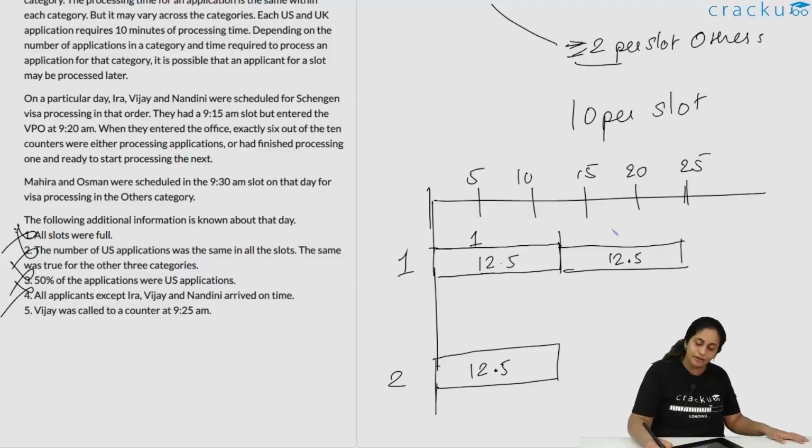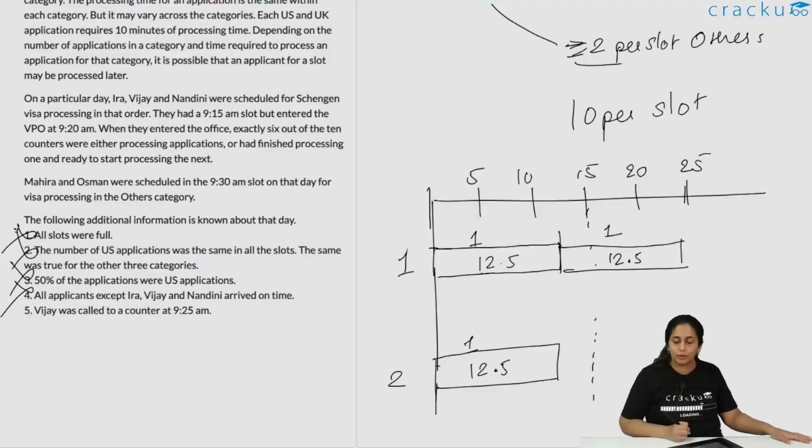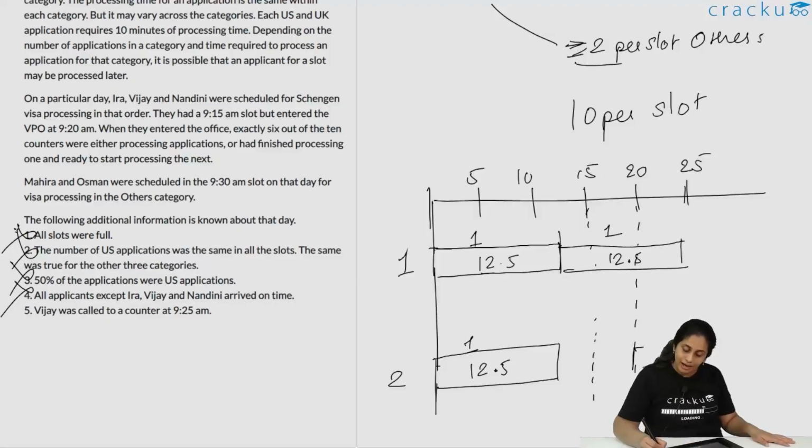All of these are from slot 1, okay? These are the 3 applicants from slot 1. Now, at 9:15, Ira's application was supposed to start processing because that was her slot. If she had come at 9:15, her application would have started over here. But because she came late, her actual application would start at 9:20 and finish at 9:32.5, because this is 9:20 plus 12.5.